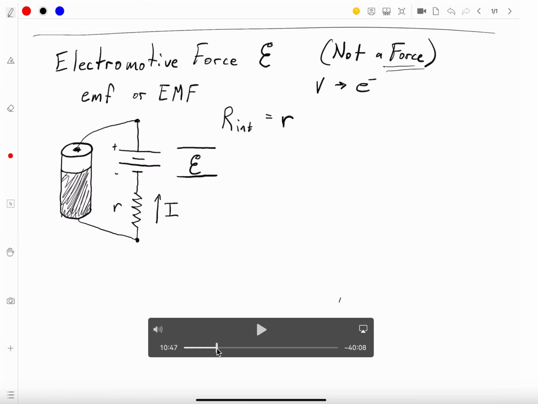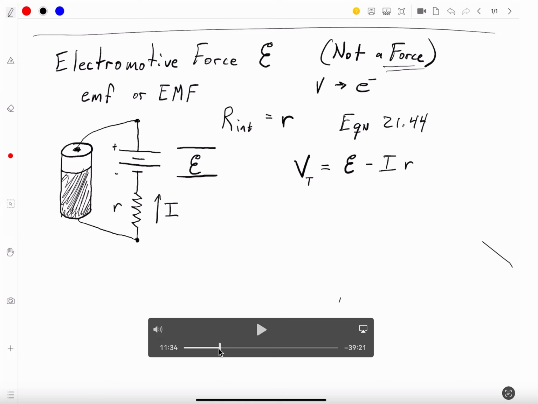And we show that there's some current. That curly E is the symbol for the electromotive force. And just so you know, of course, it's a voltage, right?